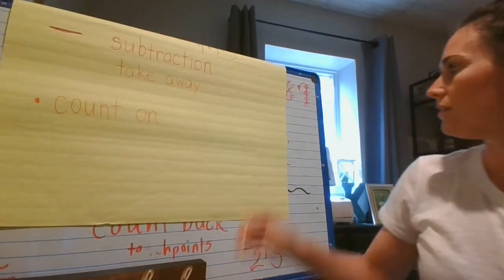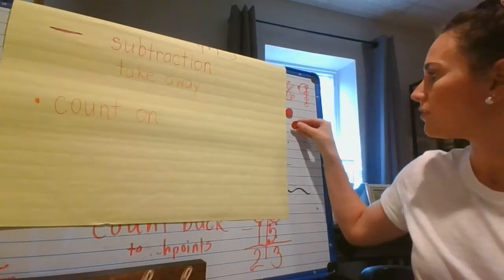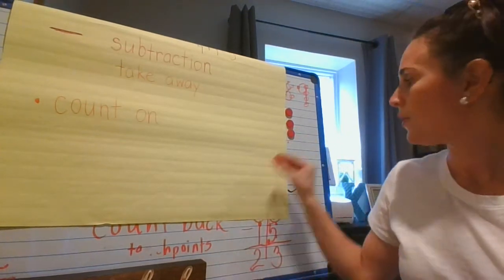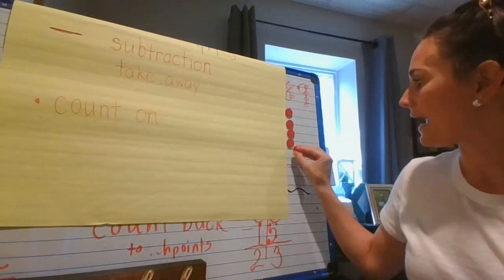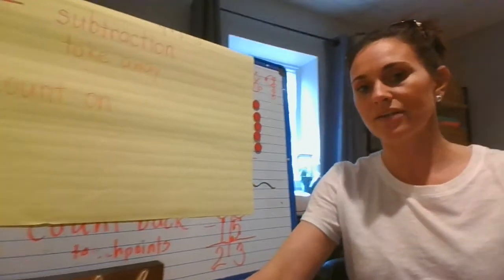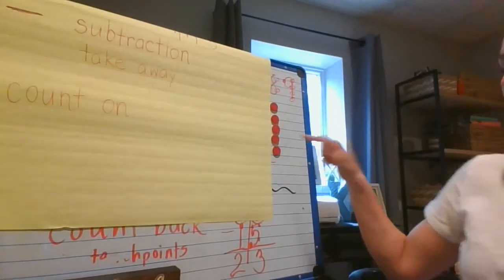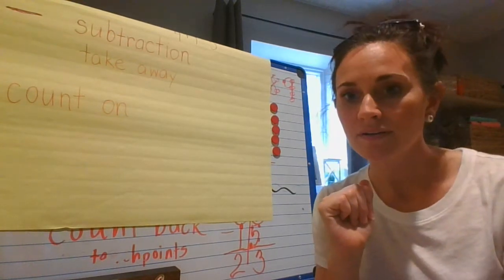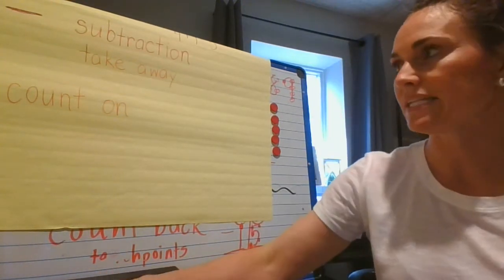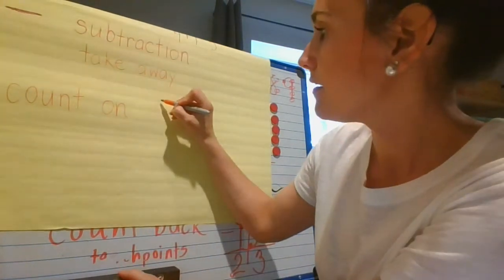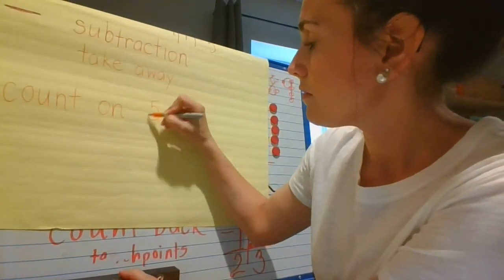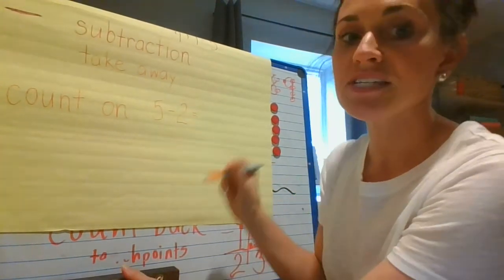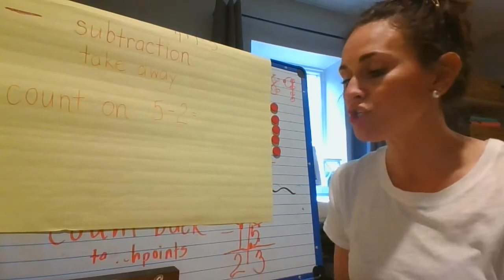If I have 2, 3, 4, and 5 red dots. Can you see them over there? If I had 5 red dots and I wanted to take away 2, so my number sentence might look like this. 5 minus 2 or 5 take away 2.